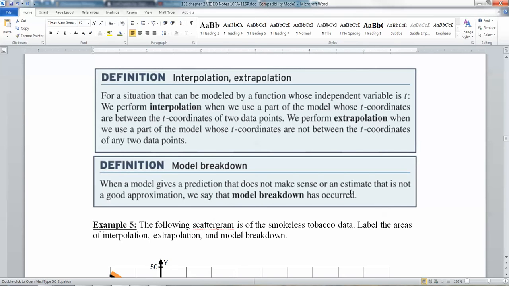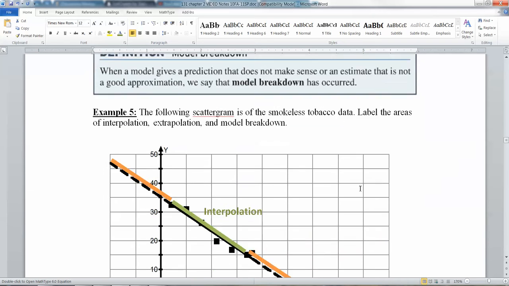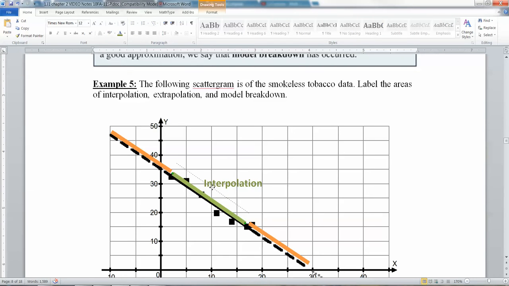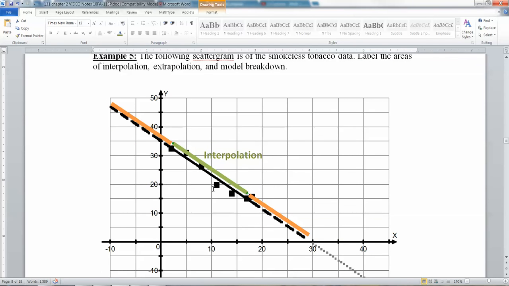You can predict what's going to happen in the future. You can predict what happened in the past, which isn't really prediction, I suppose, but estimate what happened in the past. You can go in the middle of the data that you actually have, which is right here. That's called interpolation. So if you see, there are the dots. Those are the same dots from our scatter plot. This is still the smokeless tobacco stuff. That region right in there that's in the dots that we already had, that's called interpolation. If I say to you, hey, what's happening at year 10? That's in the middle of these dots, so that would be interpolation.